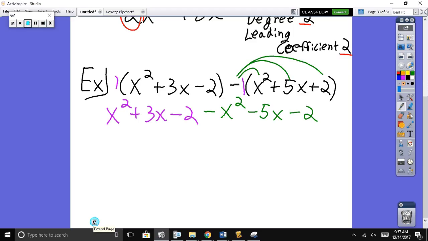Similar case to what we had above. We're going to say we have like terms on the same side, and we're going to combine them. So we've got x squared and negative x squared. Those join together to cancel out. 3x minus 5x. Now, this one is tricky with the negative numbers.